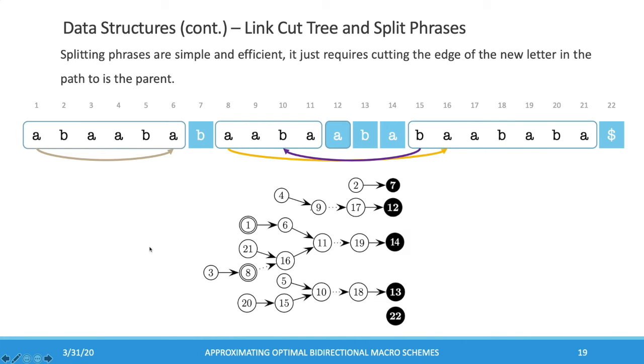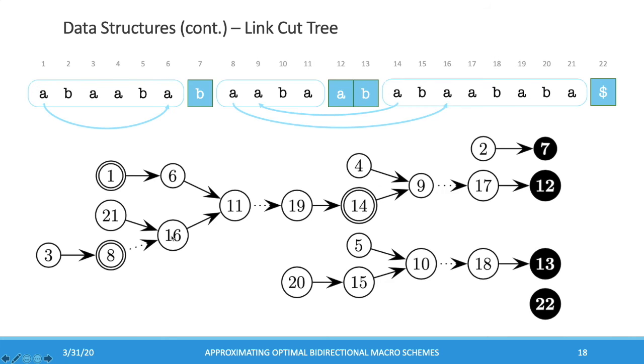So let's see how the linked tree and the split operation work. Splitting phrases is very simple and efficient. You just need the cut operation. How does this work? Let's see this example. We have this tree, and now we do a split operation that is going to affect the letter at position 14. So 14 has a connection to 9 as its parent.